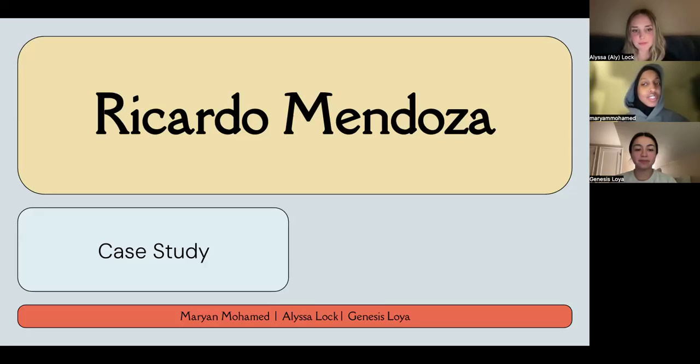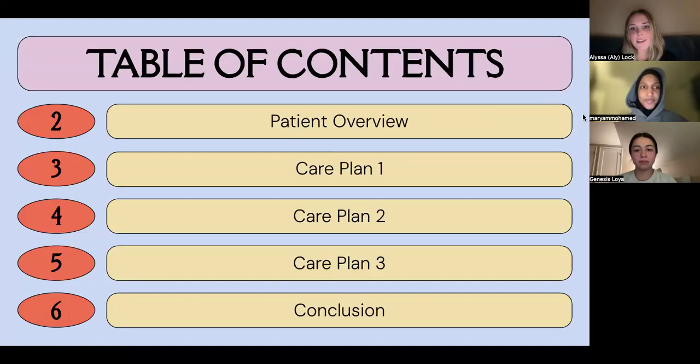Our case study focuses on Ricardo Mendoza. This is our table of contents of the overview of our presentation. We are first going to discuss our patient overview and the case information as it was presented to us, as well as our three care plans that each have a nursing diagnosis regarding this patient, and our conclusion that states how we will implement this into his care.